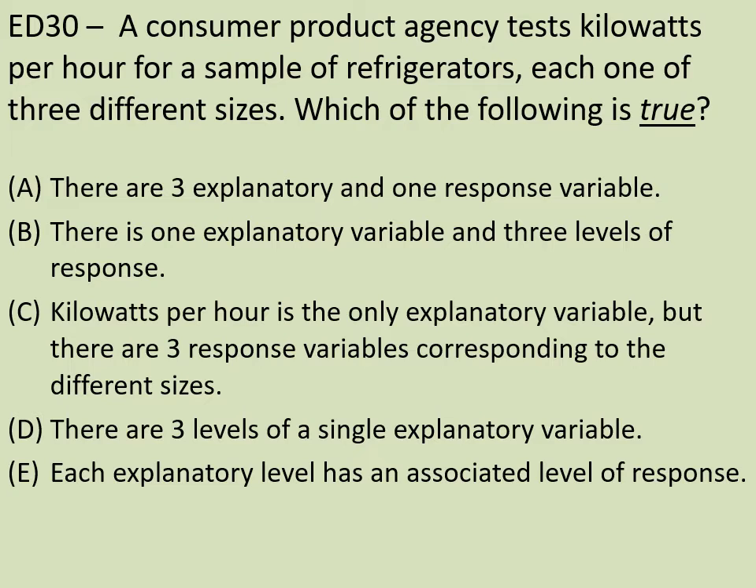ED 30. A customer product agency tests kilowatts per hour for a sample of 3 refrigerators, each one of 3 different sizes. Which of the following is true? All right, so D is true. There is one explanatory variable, the refrigerator, and then there are 3 levels, or 3 different types of that one type of refrigerator.